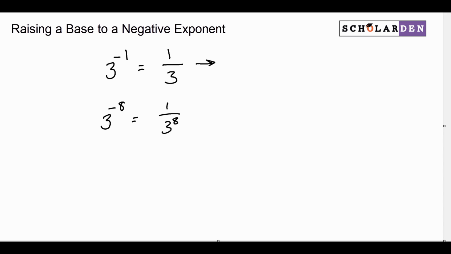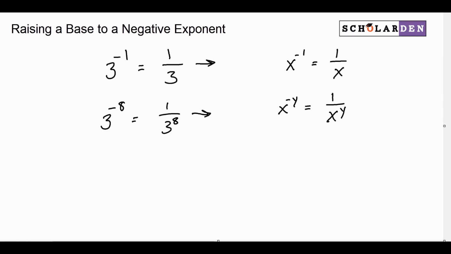So the rule here is just any number to the negative 1 is 1 over that number. And any number to a negative number in general is 1 over that same number to the positive version. That's what we're seeing in these two examples. Now, here's the thing. Putting 1 over a number is the same as flipping the number. It's the same mathematical thing you're doing.